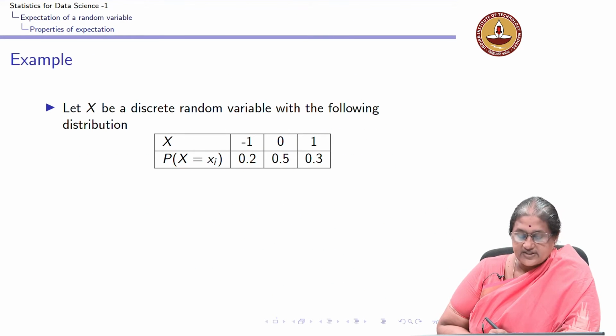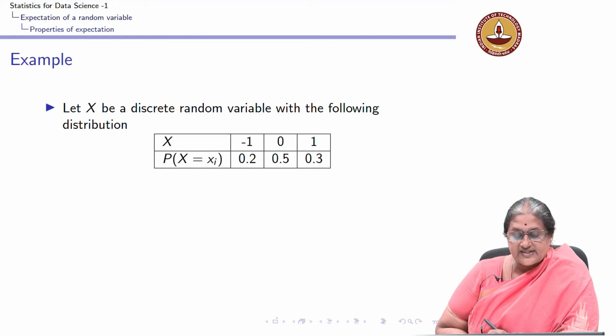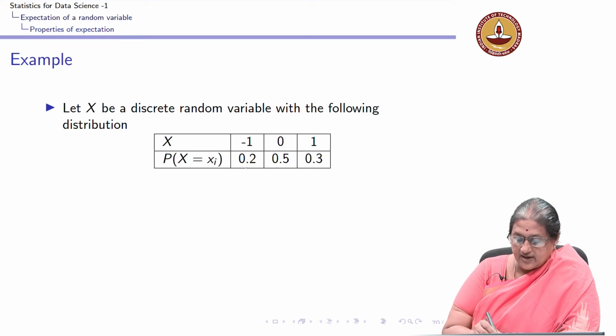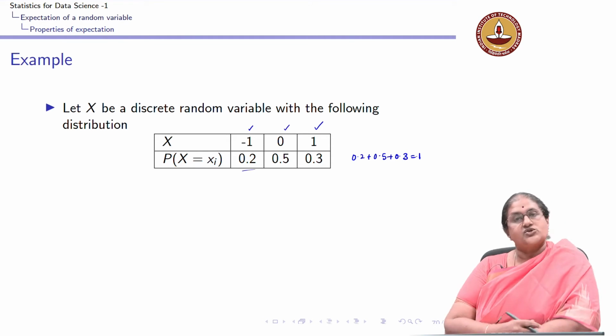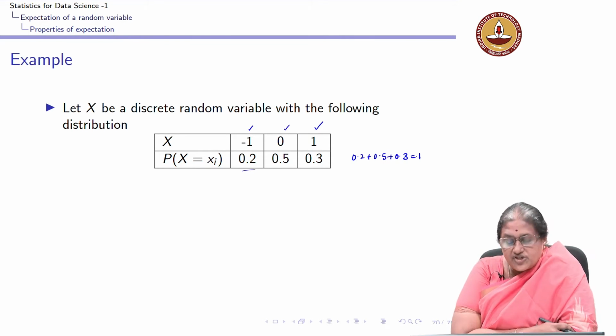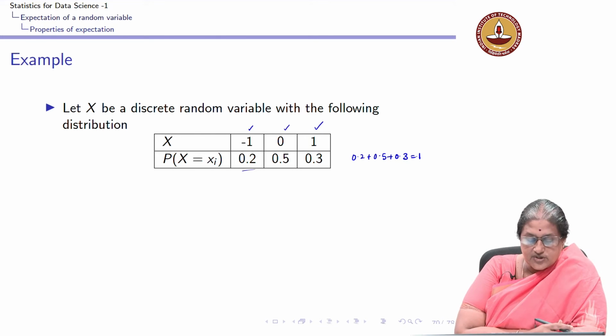So, now let us look at a simple example where x is a discrete random variable with the following distribution. Again, is this a probability mass function? X takes the value minus 1, 0 and 1. Yes, this is a probability mass function because 0.2 plus 0.5 plus 0.3 equals 1. So, it is a probability mass function. I have each probability greater than or equal to 0.